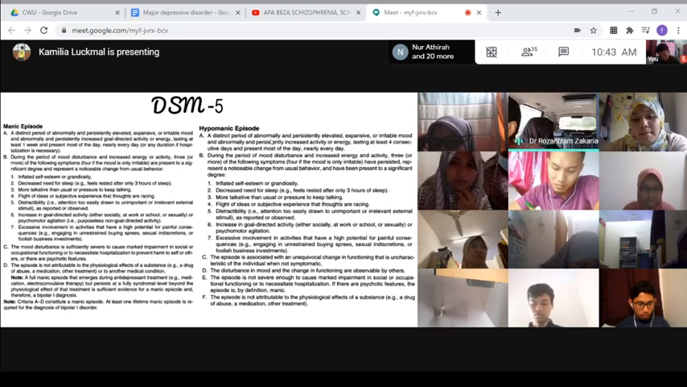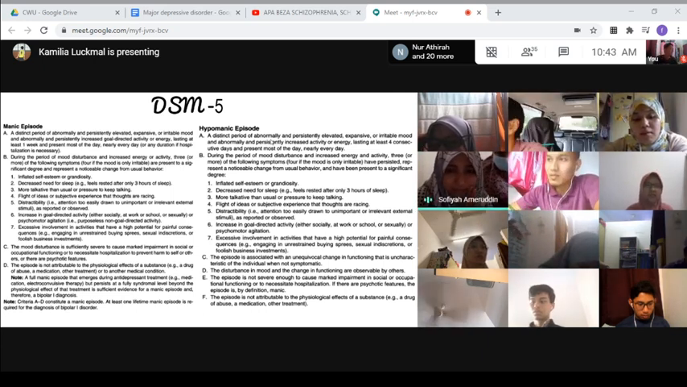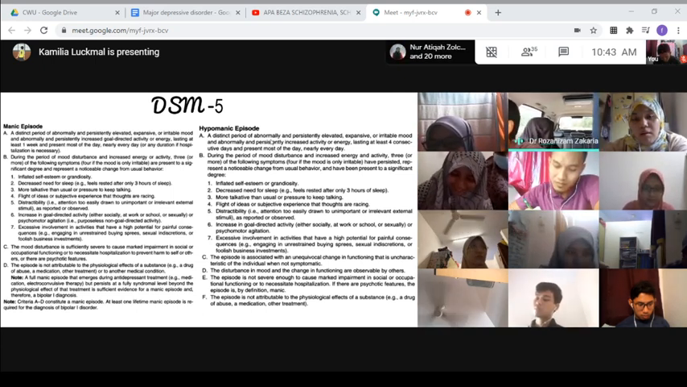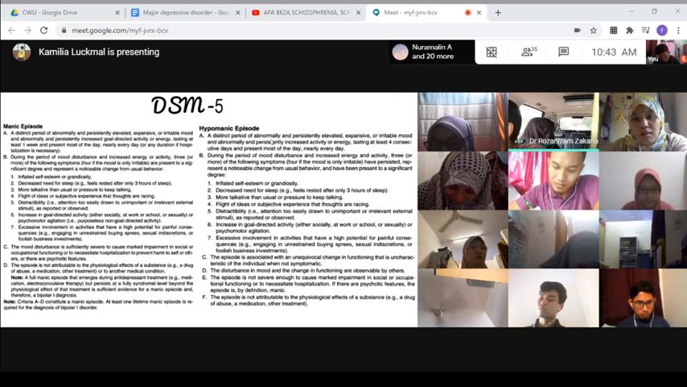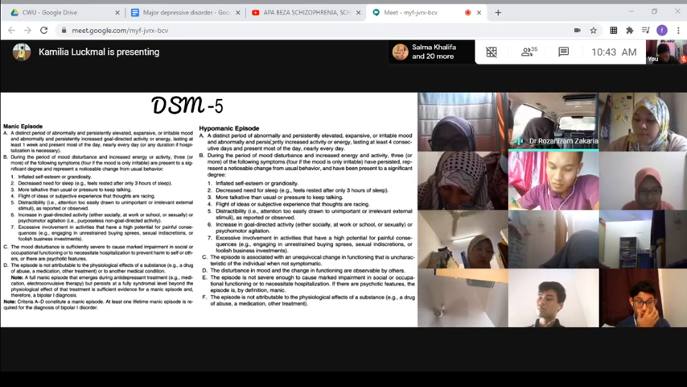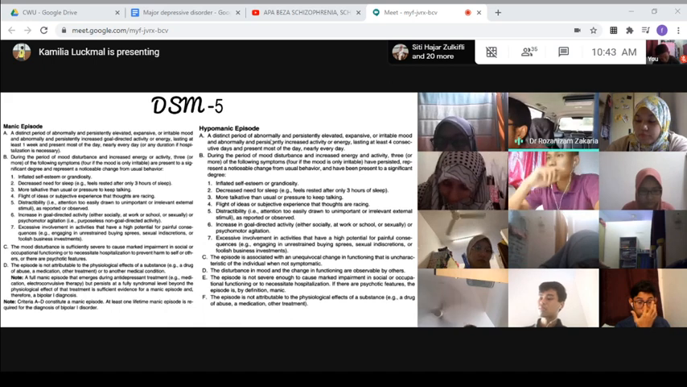Therefore, jawapan dia apa? Saya bagi hint tadi. Not improve. So failure to respond to multiple treatment of antidepressant. Maknanya you tukar antidepressant tak sihat juga. You naik dose pun tak sihat juga. Tak okay juga. Still suicidal, still ada psychomotor retardation, still ada insomnia.